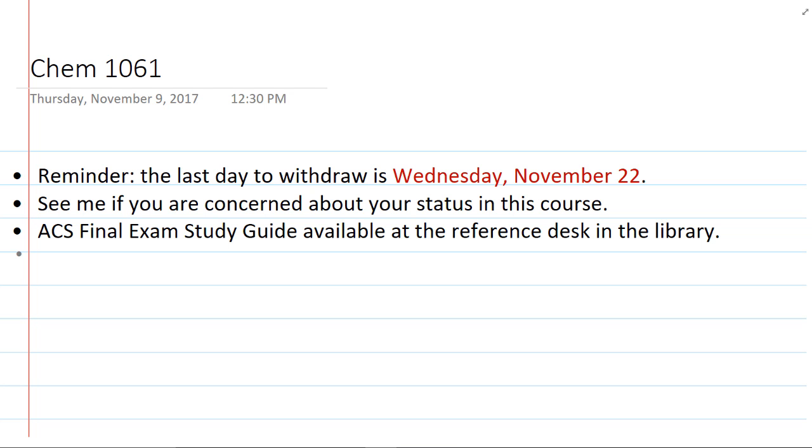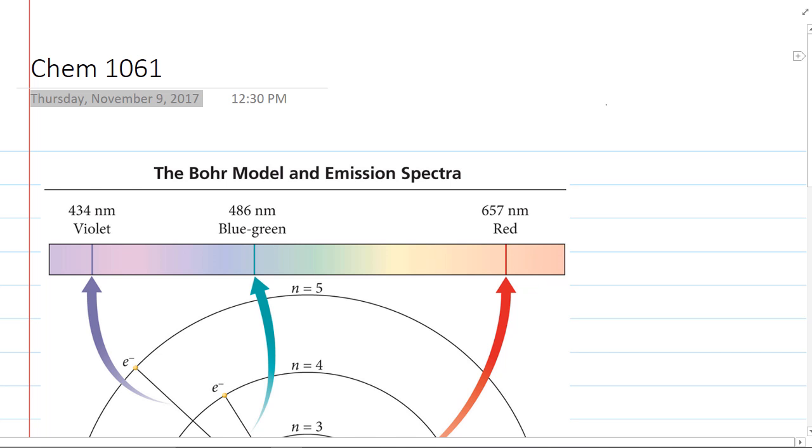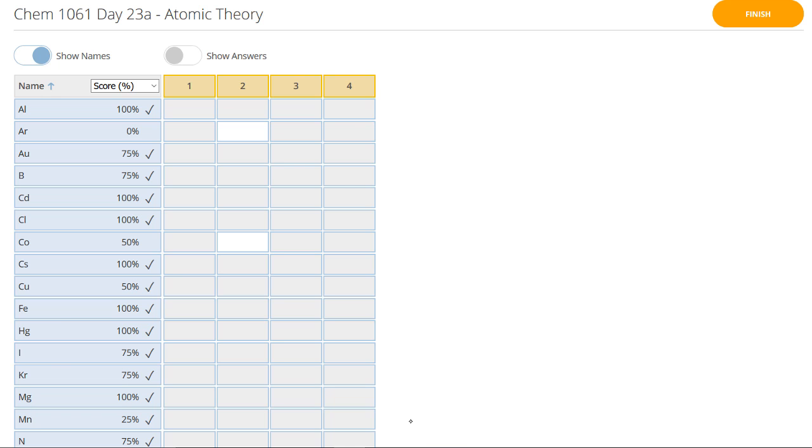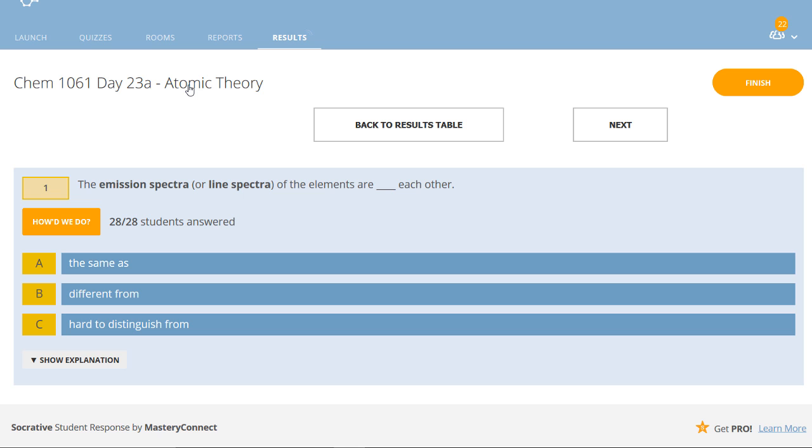So, with that said, let's go ahead and pull out that handout. One of the things that we did in here on Tuesday is we demoed a bunch of line spectra. And you recall that the line spectra are different from element to element. In fact, on your Socrative app questions today, the first one was about the emission spectra or line spectra of the elements, and we should have answered that they are different from each other.